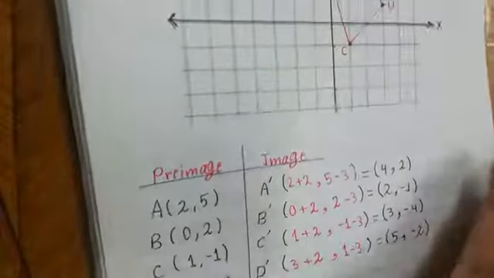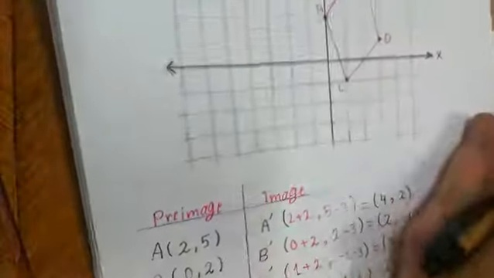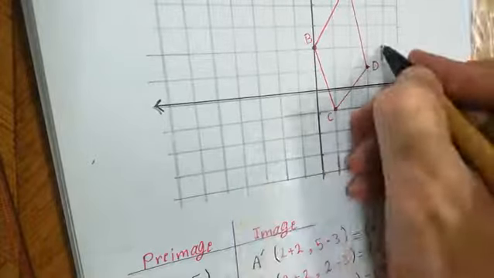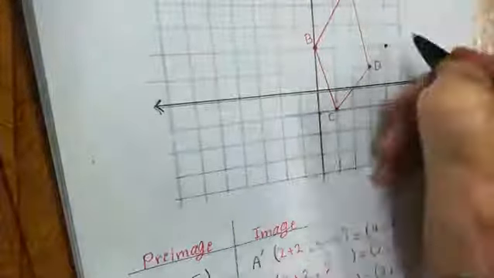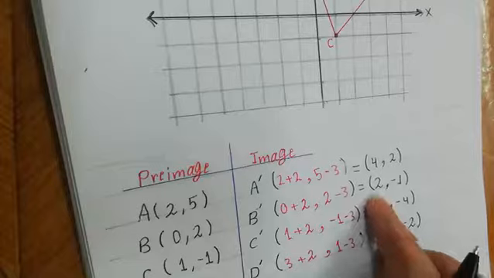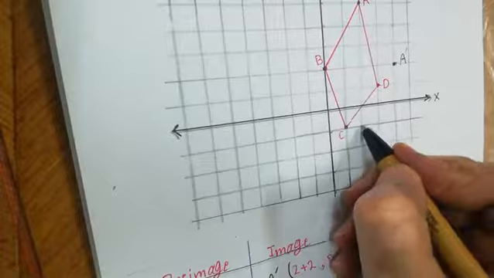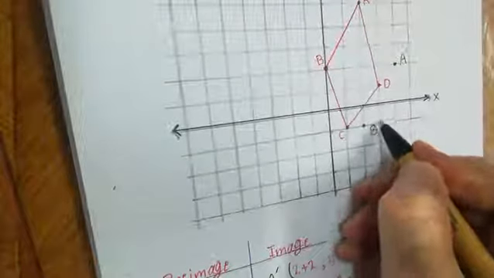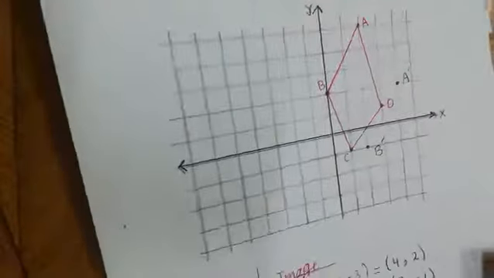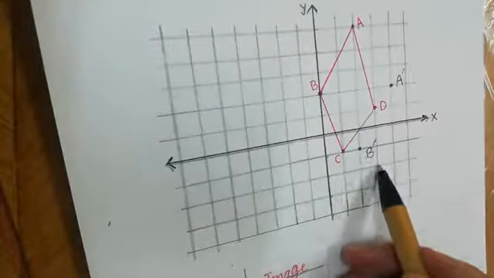I will plot them there. A dash will be (4, 2). 4, 1, 2, 3, 4, and 2. This is A dash. B dash is (2, -1). 2, and 1, 2, negative 1. This is B dash. C dash is (3, -4). 3 and negative 4. 1, 2, 3. 1, 2, 3, 4.